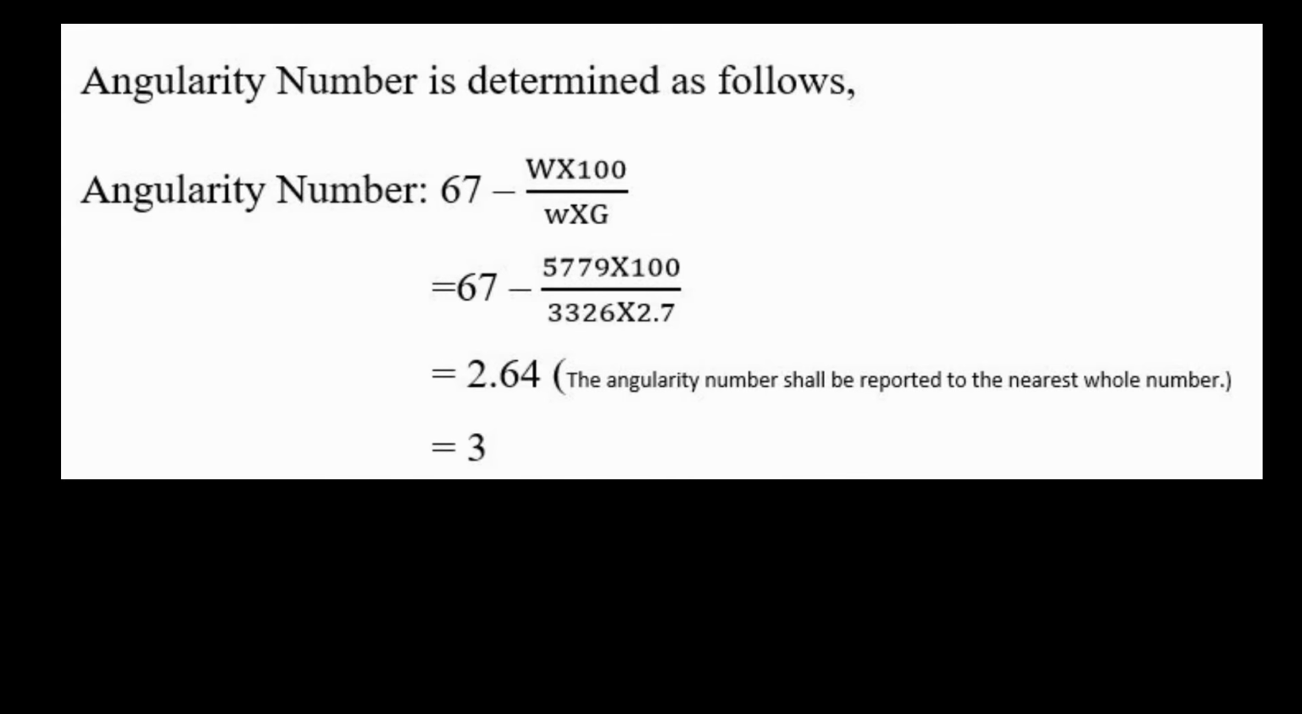Angularity number is determined as follows. The equation of angularity number is 67 minus capital W into 100 divided by small w into G, equal to 67 minus 5779 into 100 divided by 3326 into 2.7, equal to 2.64. The angularity number shall be reported to the nearest whole number, equal to 3.